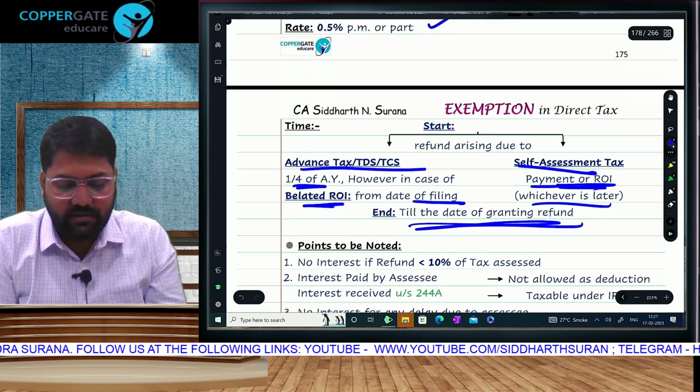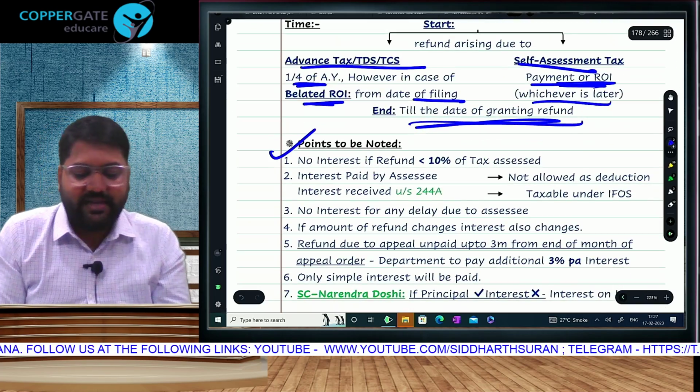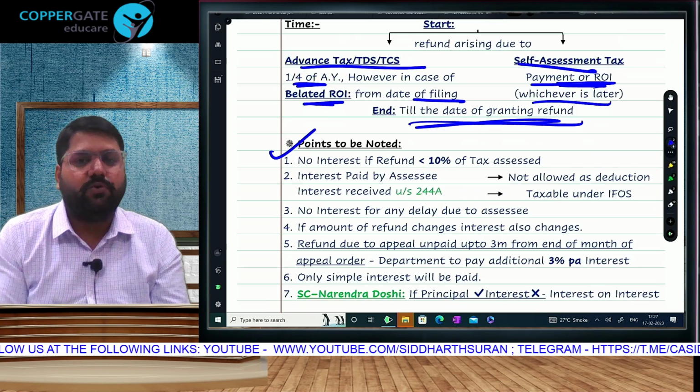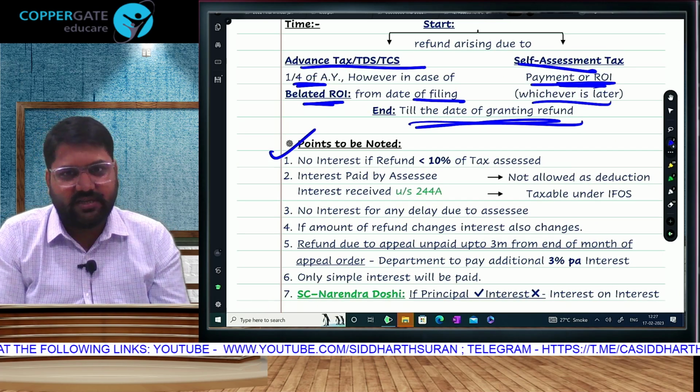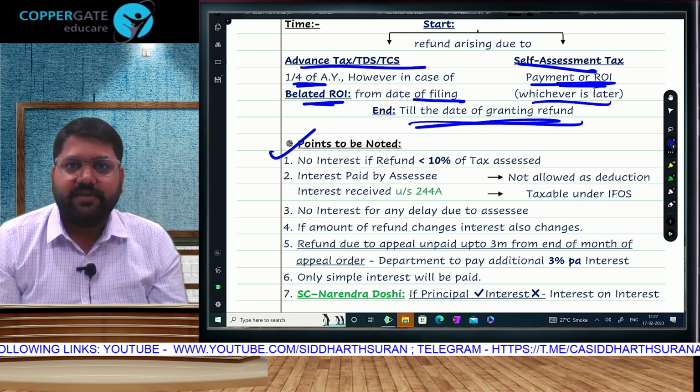Till the date of granting the refund. No interest if the refund is less than 10% of the assessed tax, because in 234B we are also giving you a 10% window. So here also there will be a 10% window.